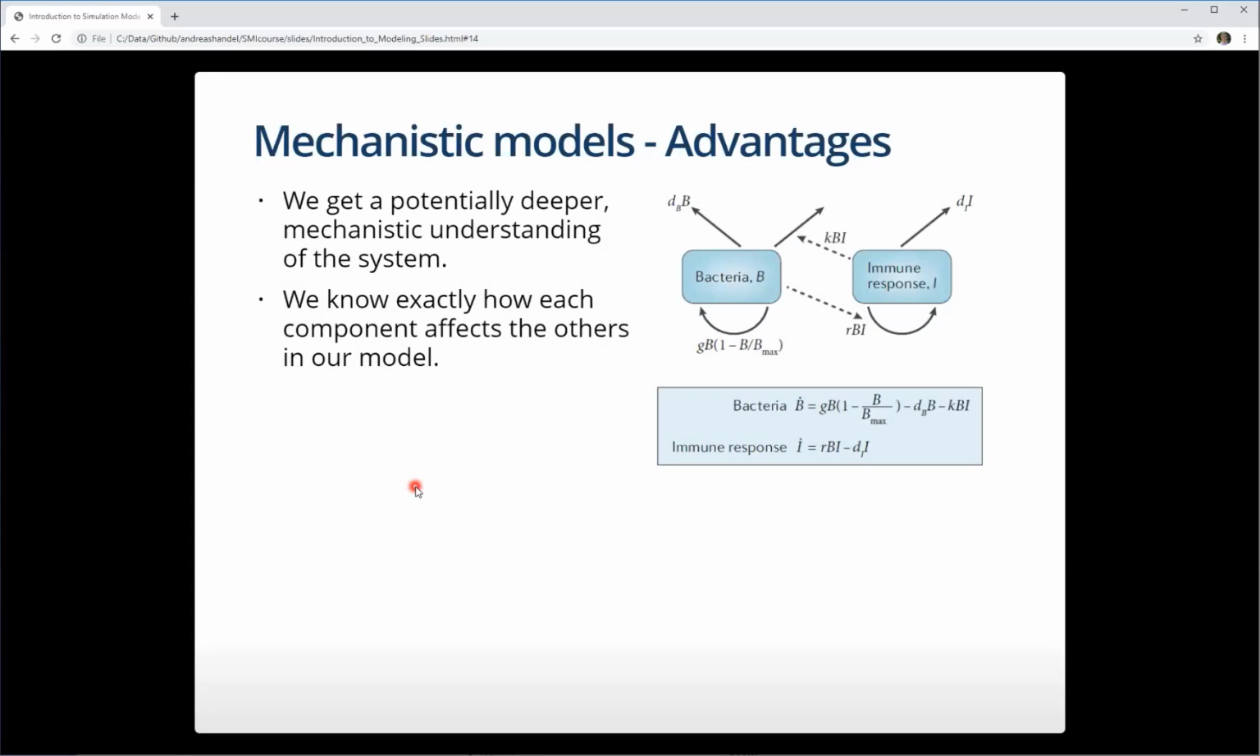What you gain from those models is that you potentially can understand the system in a deeper way, because you're now implementing the mechanisms and how things interact. And by exploring those, perturbing them in your model, you can understand how a certain mechanism affects the outcome. And you really know how the different components interact with each other and then affect the outcome. So in this example, if I wanted to know how that growth rate R of the immune response here affects the outcome, well, I can study that in my model in a lot of detail.